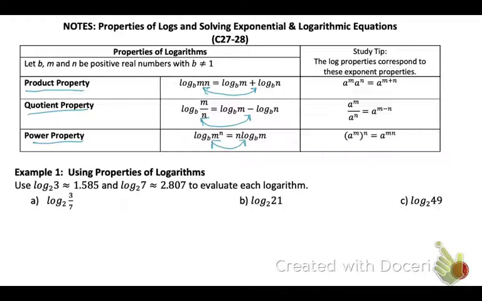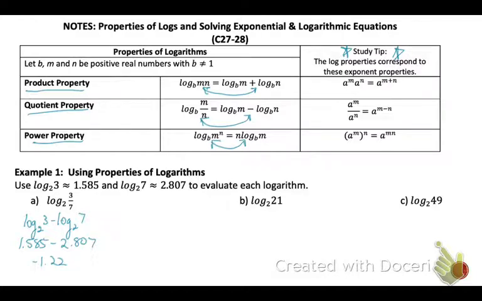So notice in A, we can write log base 2 of 3 divided by 7 using our quotient property as log base 2 of 3 minus log base 2 of 7. Now, using the values given in our instructions, we can replace log base 2 of 3 with 1.585 minus 2.807. Then when we subtract, we will get about negative 1.22.